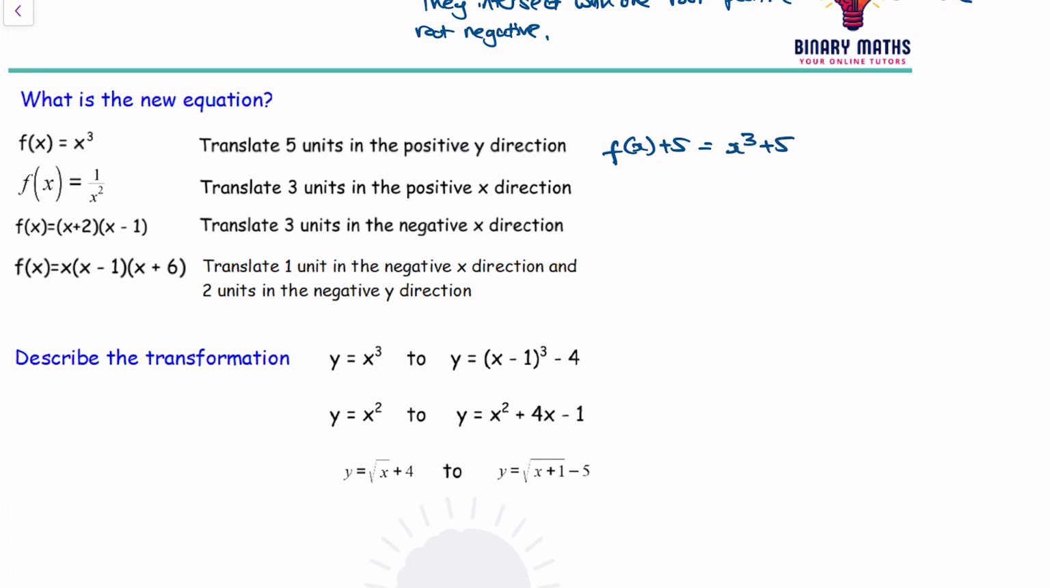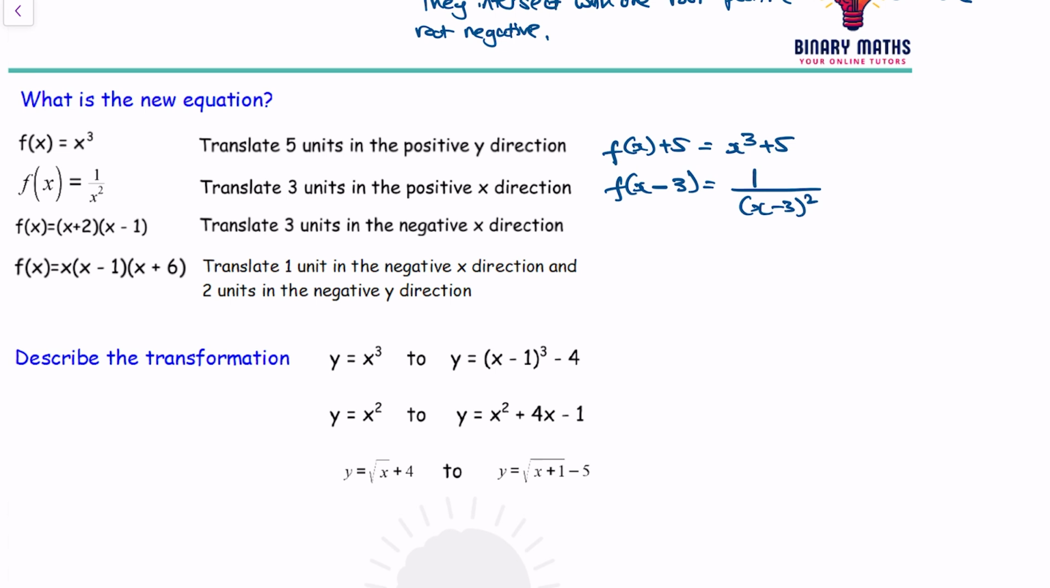Let's use the correct notation. f of x is equal to 1 over x squared. Translate 3 units in the positive x direction. So that means it's f of x minus 3, because obviously if it's positive 3 in the x direction, it must be f of x minus 3, which means I've got 1 over x minus 3 all squared. Now we can expand the bracket, but in this case, it's better to leave it in this form.